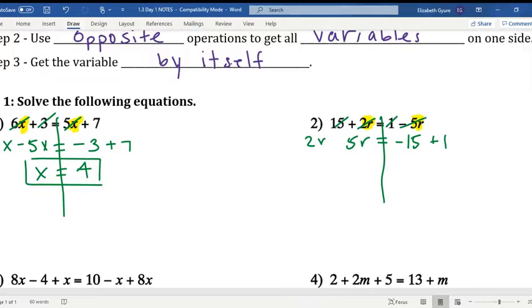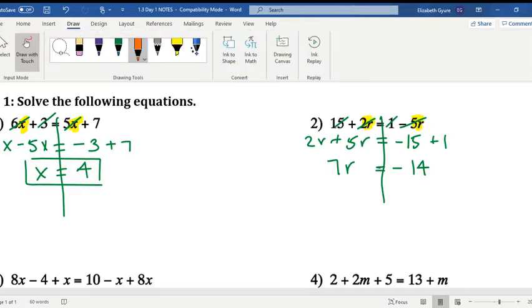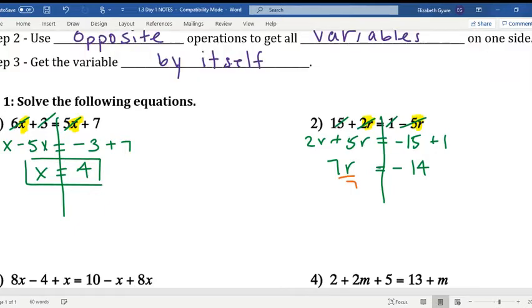All right. So now let's combine our like terms. 2r plus 5r. What's 2r plus 5r going to give us? 7r. Good. Equals, and then negative 15 plus 1? Hannah? Negative 14, because we have more negatives, right? So negative 14. And then with this one, we're not quite done yet, because what do we need to do to both sides? Divide both sides by 7. Good.